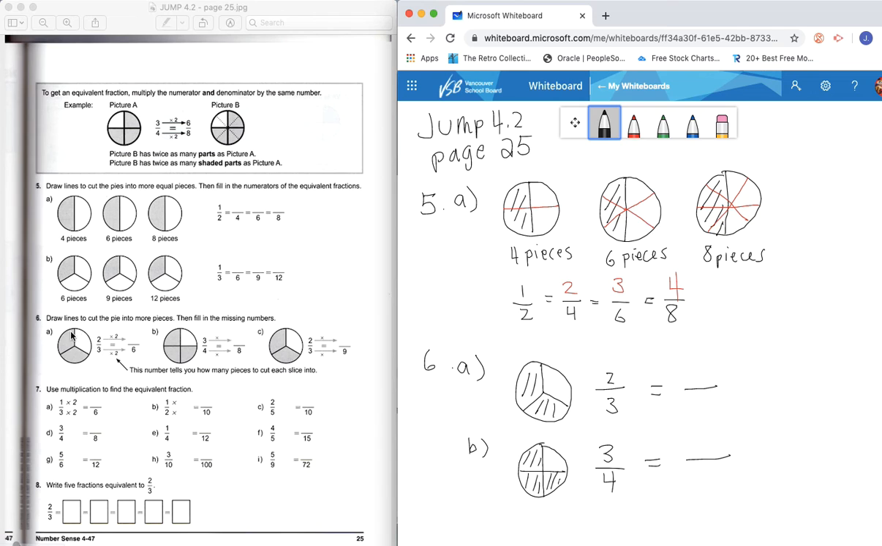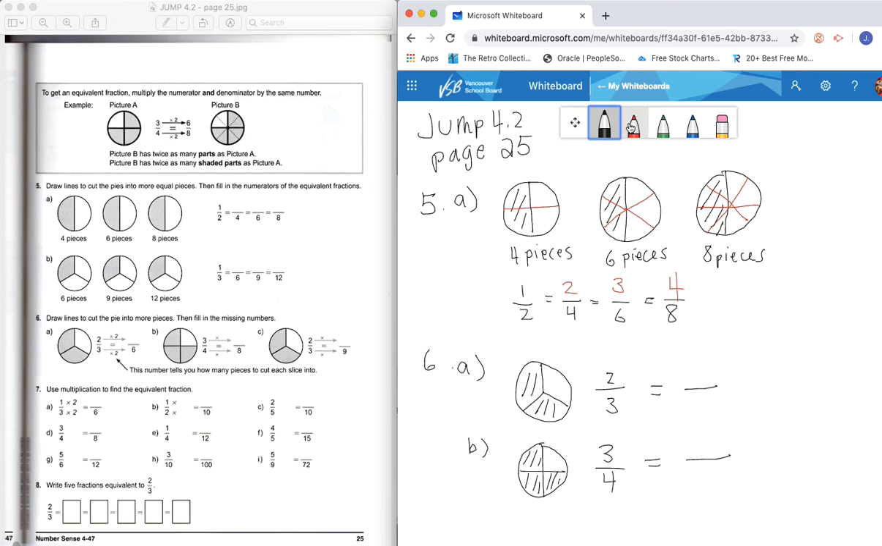Let's look at 6. Draw lines to cut the pie into more pieces, then fill the missing numbers. So the first pie has been divided into 3 parts and 2 parts are shaded, so it's 2/3. Then we need to cut it. It tells you at the bottom, cut it into 6 pieces. So this denominator tells you how many pieces to cut this pie into. So cut this into 6. This one needs to be cut into 8. And this one needs to be cut into 9.